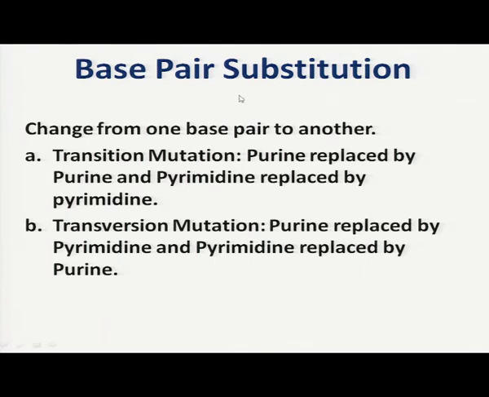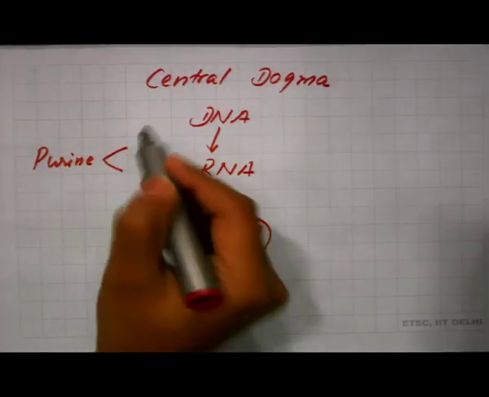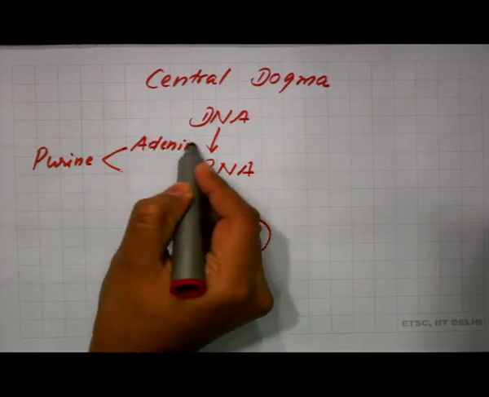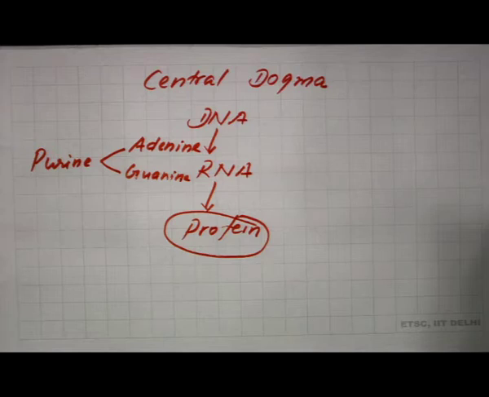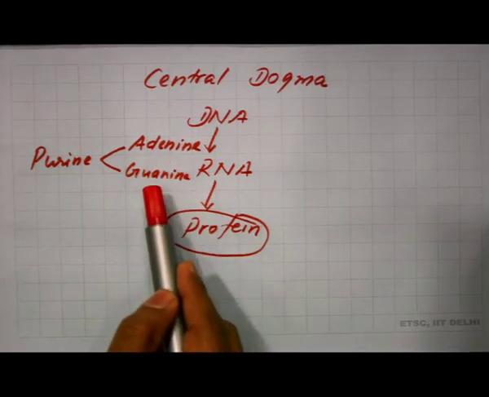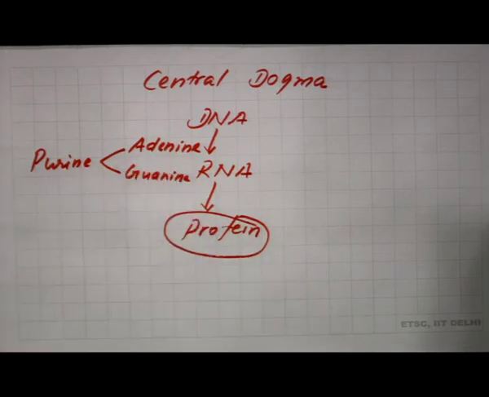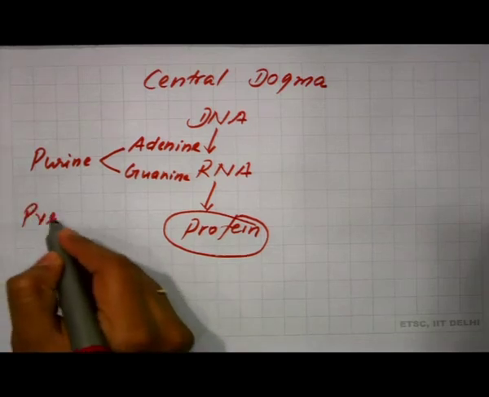So, here are some types of base pair substitution. One is transition mutation and another is transversion mutation. Transition mutation is when a purine is replaced by a purine and a pyrimidine is replaced by a pyrimidine. As we know, in DNA there are two types of nitrogenous bases, purine and pyrimidine. The purines in DNA are adenine and guanine. So, if in a particular DNA sequence adenine is replaced by guanine or guanine is replaced by adenine, a purine is replacing another purine.